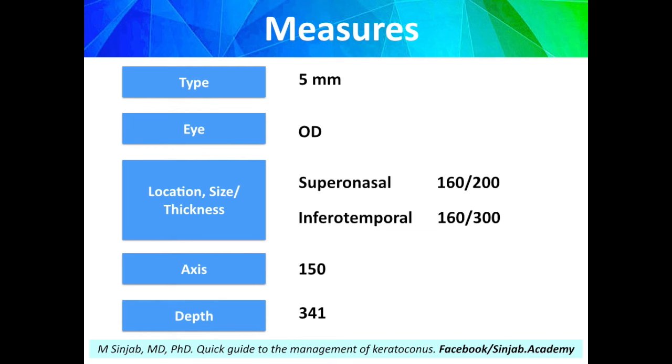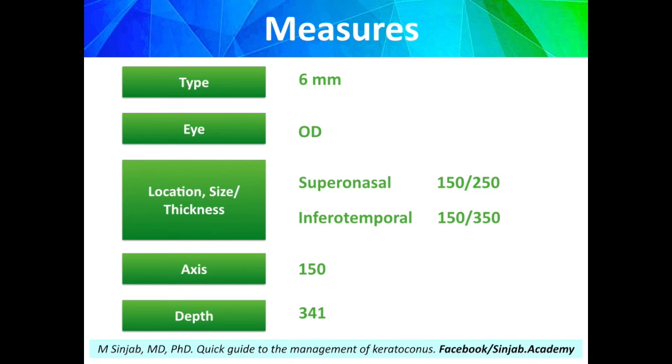So the measurements will be, if we are going to use the 5 millimeter type in the right eye, there will be two segments: one superior nasal, 160, 200. The other one is inferotemporal, 160, 300 microns, around axis 150, at a depth of 341 microns.